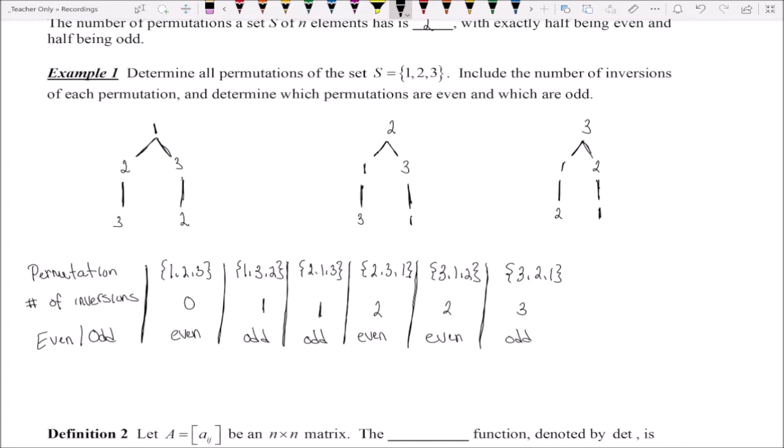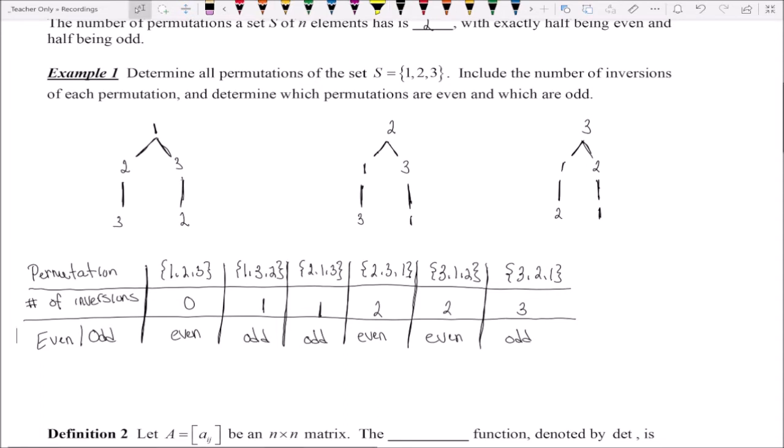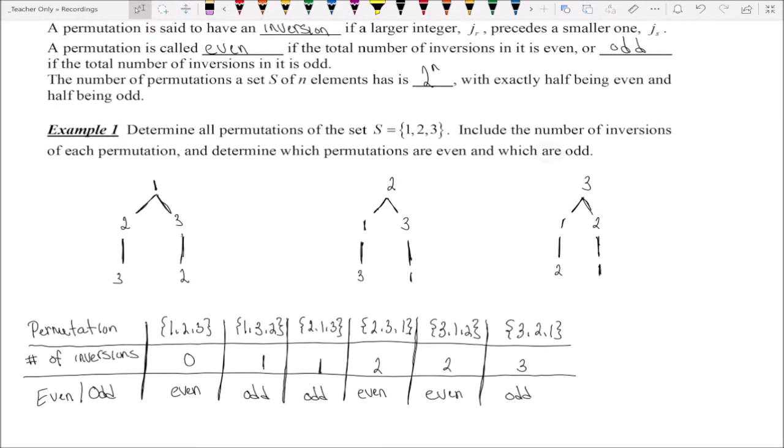Now let's just make sure that we have the correct number of permutations, the correct number of even, and the correct number of odd. All right, so S has 3 elements, so we should have 8 permutations. 1, 2, 3, 4, 5, 6. So my apologies. This should not be 2 to the n. I was thinking of power set, not permutations. We should have n factorial.